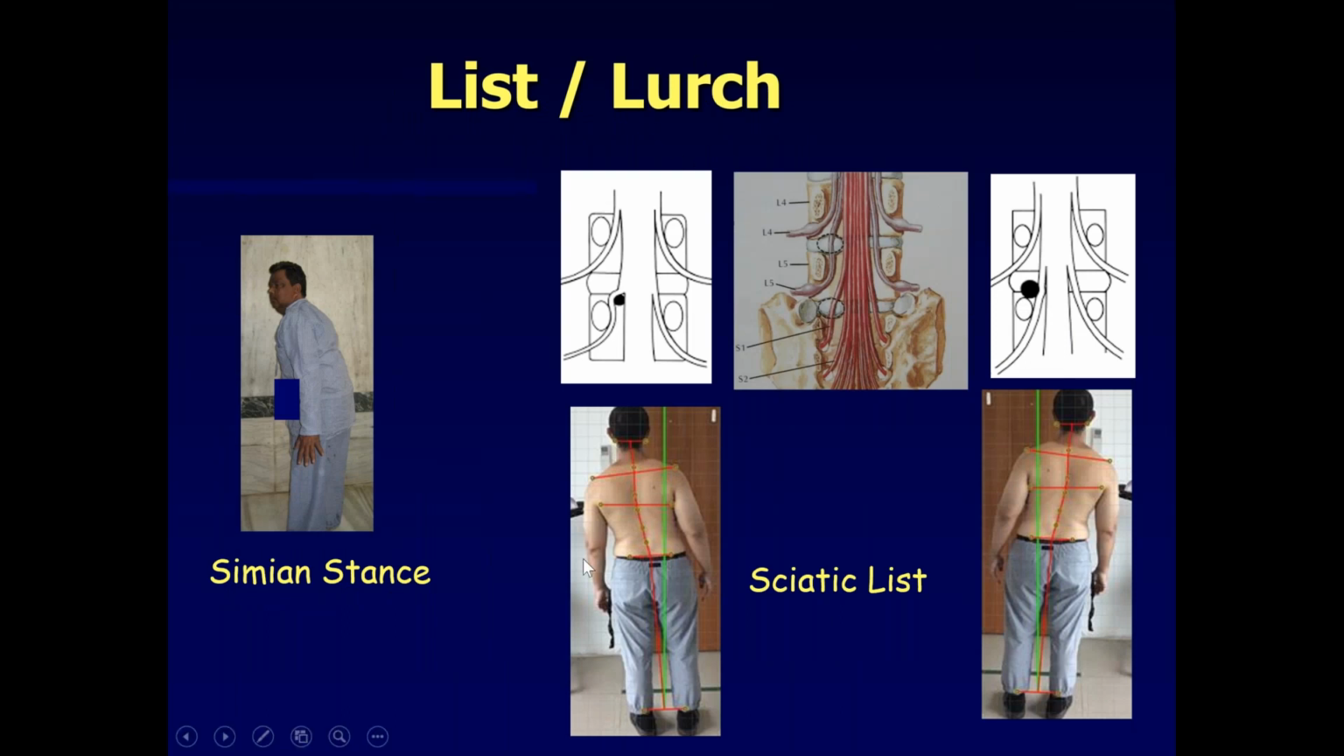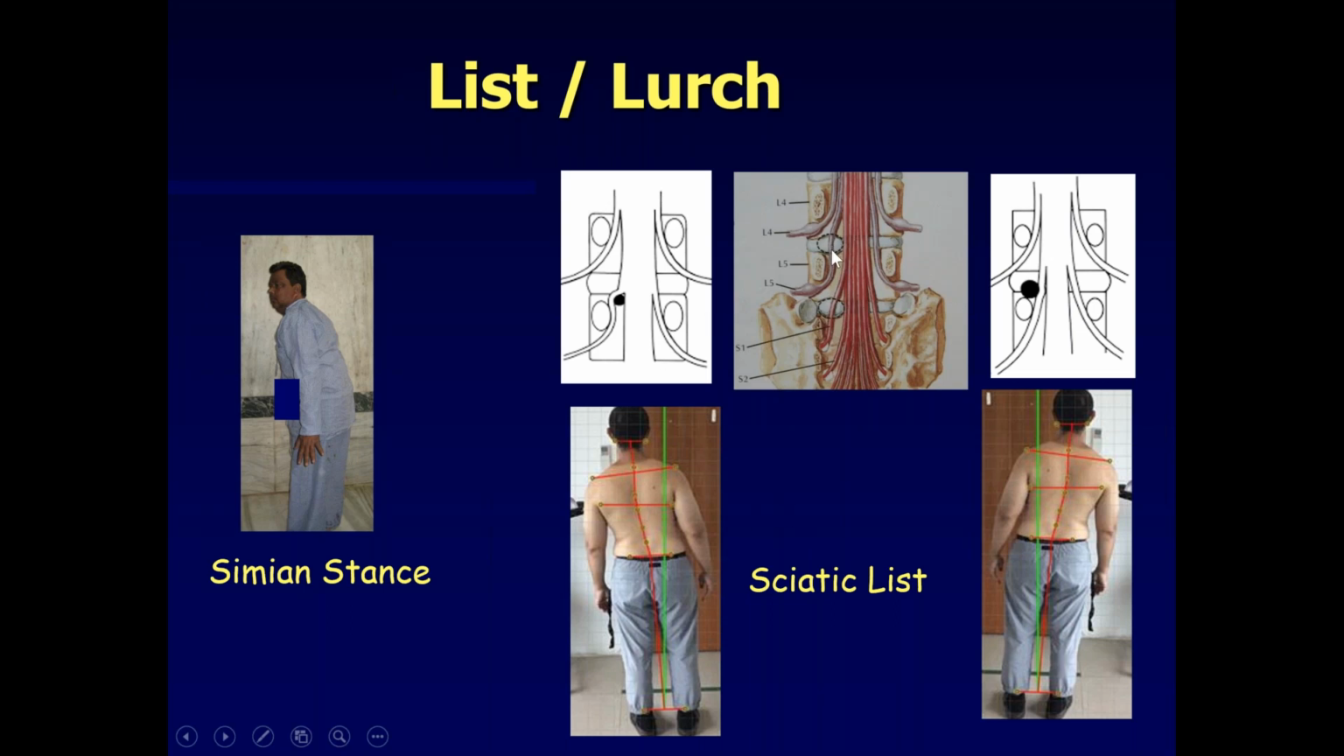Now, I talked about lurch, which is the sudden movement of the trunk, whereas in list, there is no sudden movement. The entire body is tilted. And I talked about this in my lecture earlier on the spine. I think for your batch, it was taken in 2 sessions.